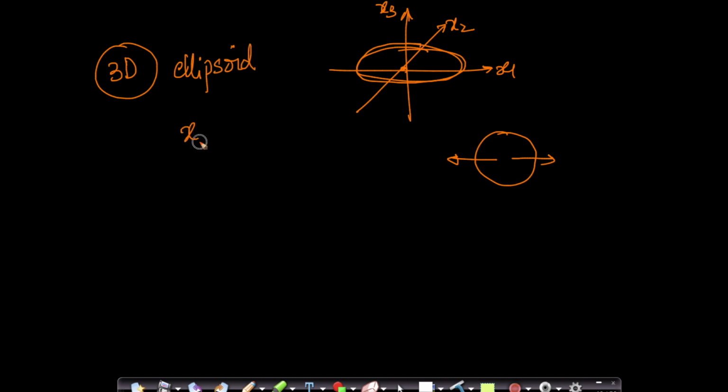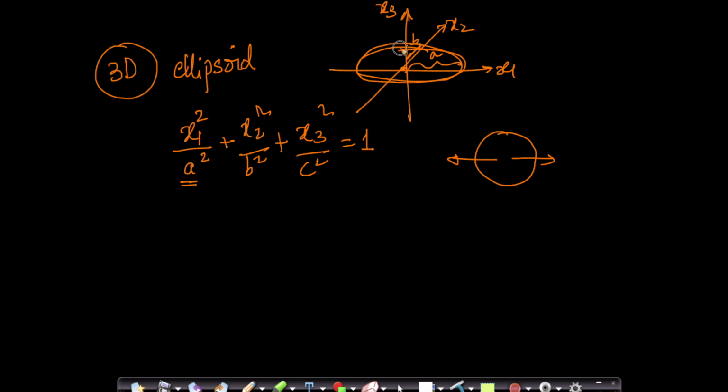And the equation for that is again straightforward. It's x1 square by a square plus x2 square by b square plus x3 square by c square equals 1. Here again, A is the length on x1. A is this length, B is this length, and C is this length. They are basically your semi-axis lengths. Now you might ask, what happens in n dimensions? Again, if it's less than 1, it lies inside the ellipsoid. If it's greater than 1, it lies outside the ellipsoid.